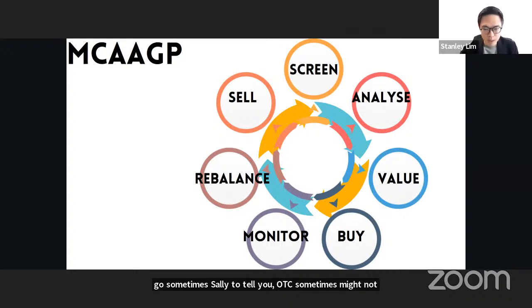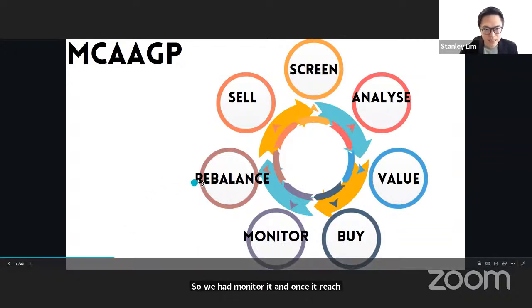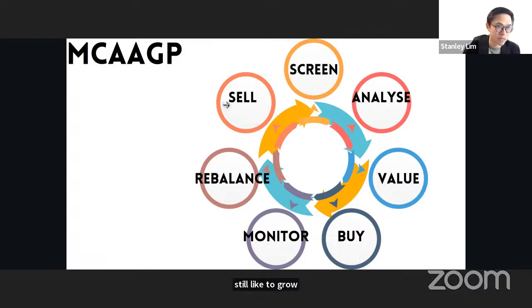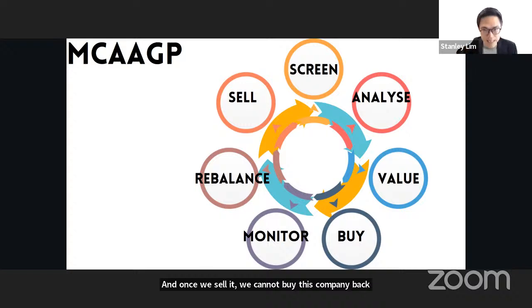So we have to monitor it. And once it reaches our target price, then either we have to rebalance, or if we feel there's still legs to grow, or we have to sell it. And once we sell it, we cannot buy this company back anymore because it's no longer at a great price. And then we have to do this process over again and screen for new companies. So every time we sell a company, we have to find a new company, which is a lot of work.